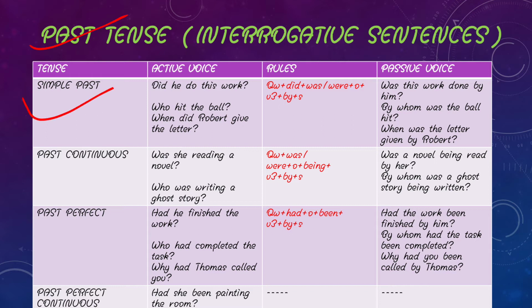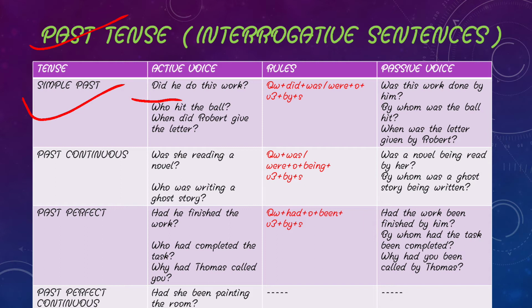First, let us look into simple past. Now, look at the first sentence in the active voice: Did he do this work? Here, the subject is he, as it is performing the action. The object is this work and the verb is did do, right?